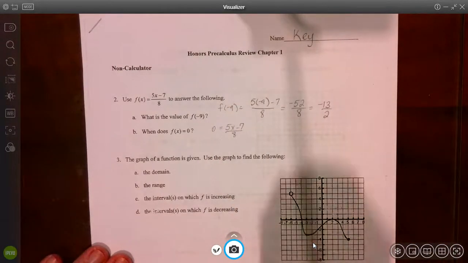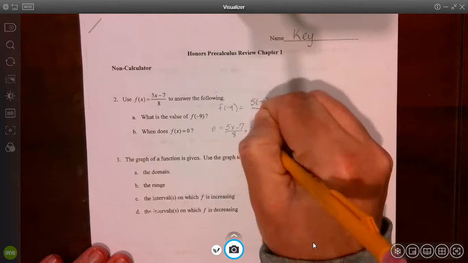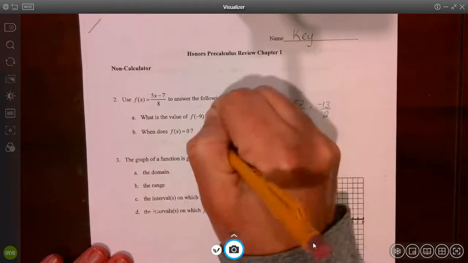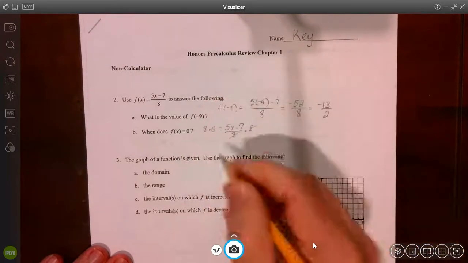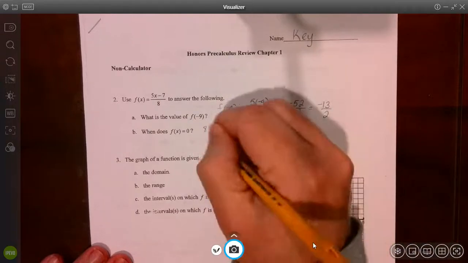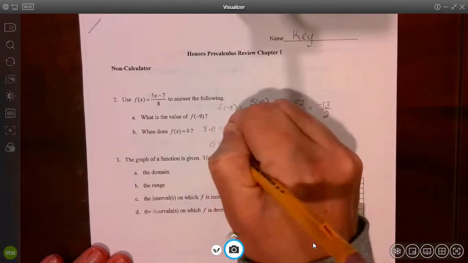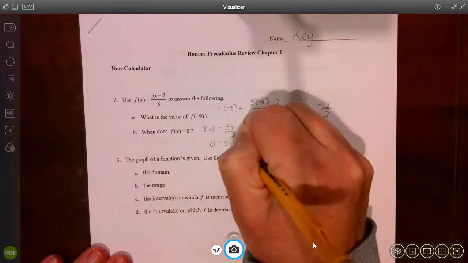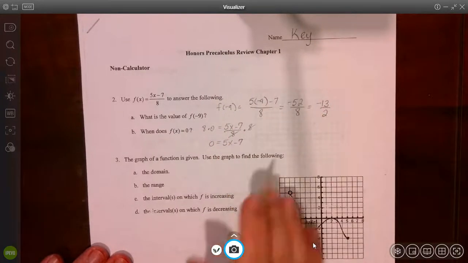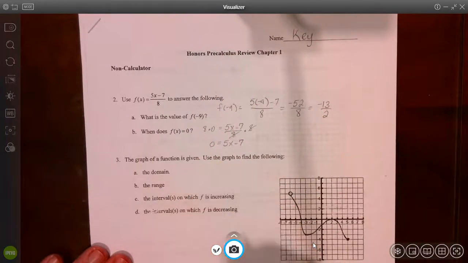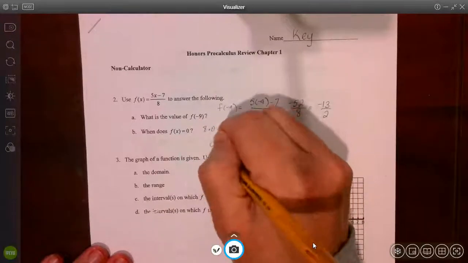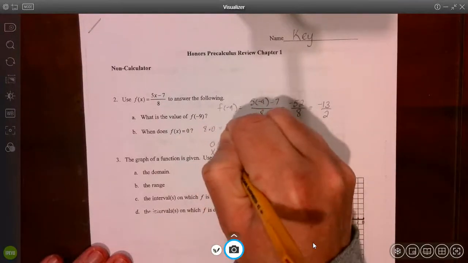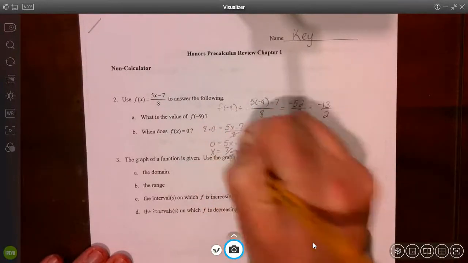Right, the first thing I want to do is multiply both sides by 8. Of course, 8 times 0 is still 0. So 0 is equal to 5x minus 7. Right, well, then I add 7 to both sides, divide by 5. So x is equal to 7/5.